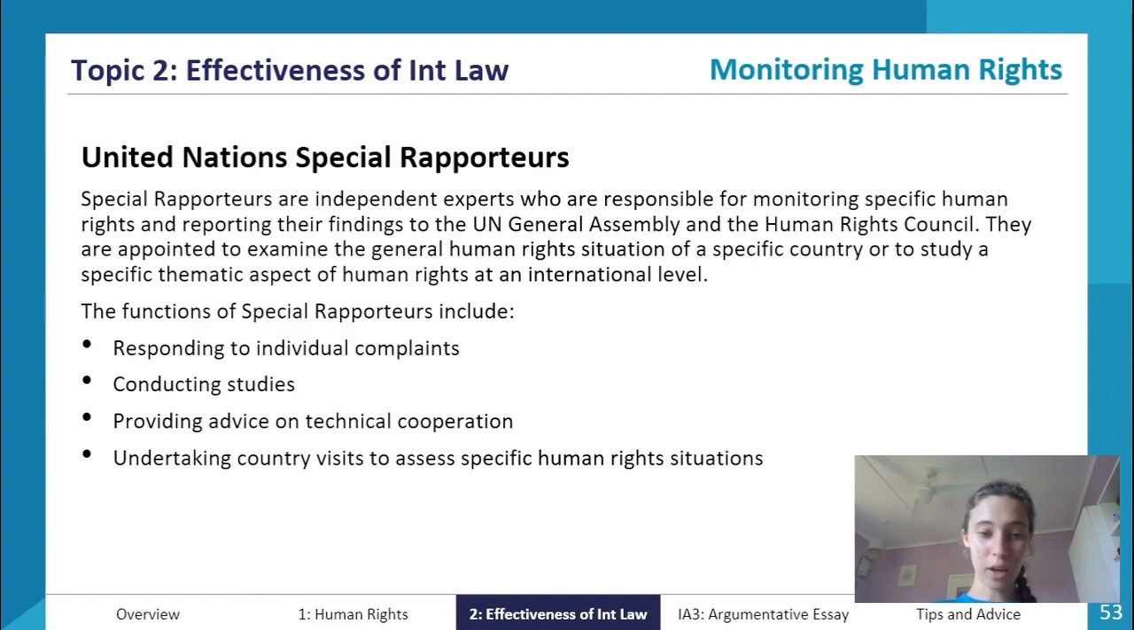So they have various functions. They actually respond to individual complaints. They conduct research studies. They provide advice on technical cooperation, and they visit the countries as well to undertake research there, and assess specific human rights situations too.